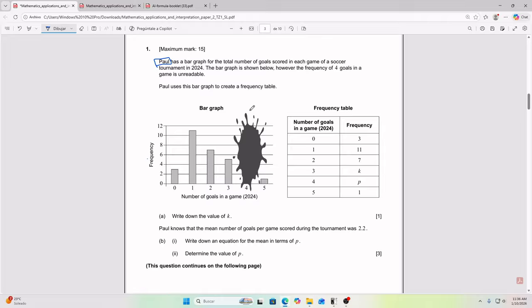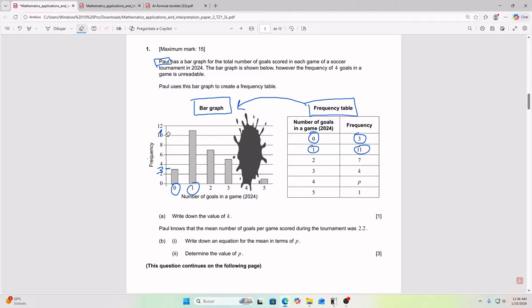Alright, so we have this bar graph, and then on the side we have this frequency table. What the bar graph tries to do is portray what the frequency table says. So for example, this 0 with 3 is this 0 with 3 here. This 1 with 11 is this 1 with this 11 here. And so the frequency table is showing a lot of what the bar graph has. That's the first idea we have to establish.